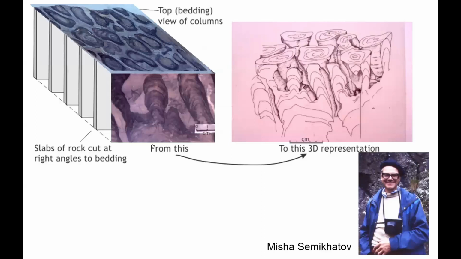Now, in the 1950s, the Russians got onto this, and this is Misha Semikhatov, who became a global expert on this, and he and his colleagues reconstructed the shapes of these structures in 3 dimensions through painstakingly taking serial sections and building up these pictures, and then they described them as genera and species. So they actually built up a taxonomy, just as you would for any organism. But was that valid?